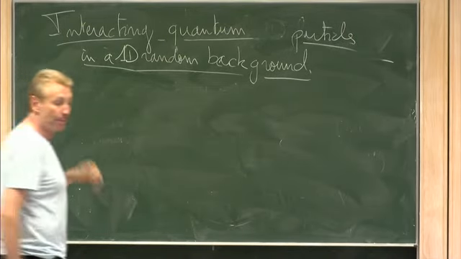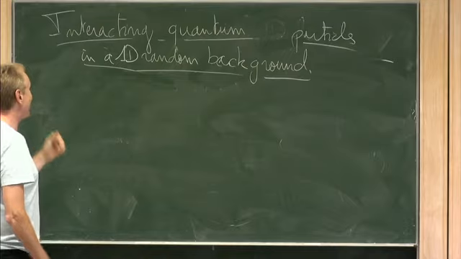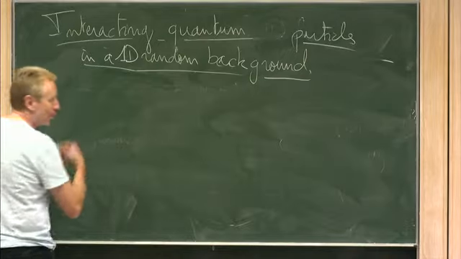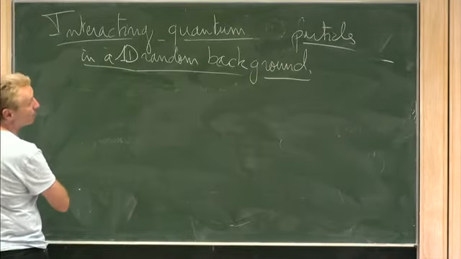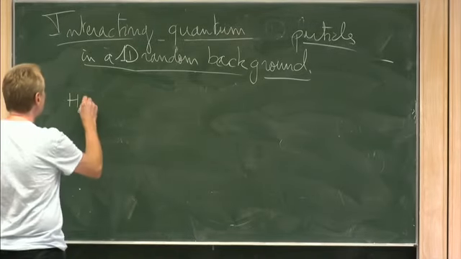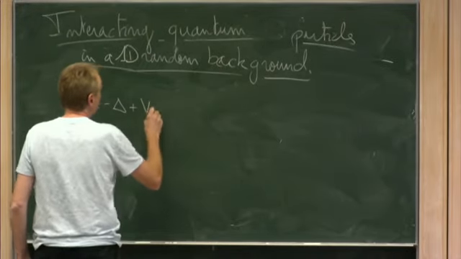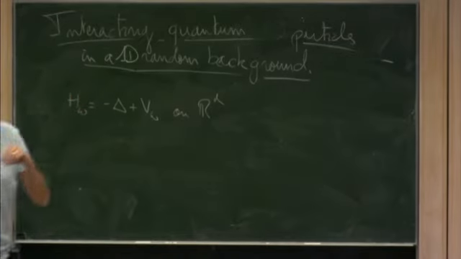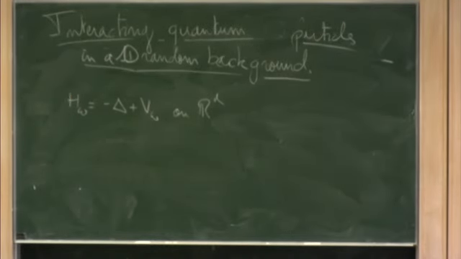Okay, so what is it about? It's going to be about, as the title says, quantum particles. I'll start with some general introduction. We're dealing with Hamiltonians. So let's take a random Hamiltonian, that's the random background: minus Laplacian plus V omega on R^D. I won't make any specific assumptions for the moment. I'll come back to that later.